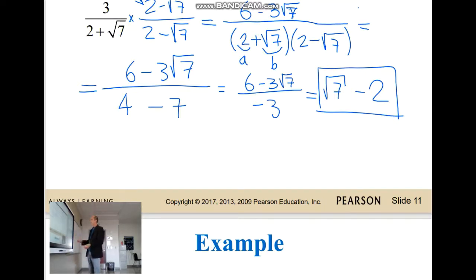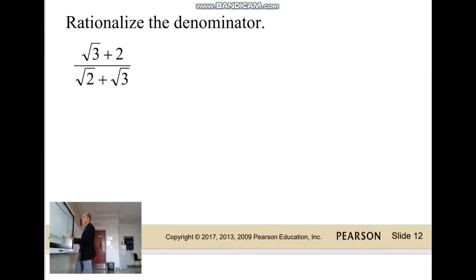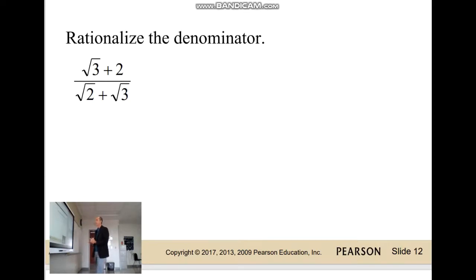Great. Let's try another example. Now we have to rationalize the denominator, and the rational expression that we have is a rational expression with radicals, right? It's square root of 3 plus 2 over the square root of 2 plus the square root of 3, I mean.